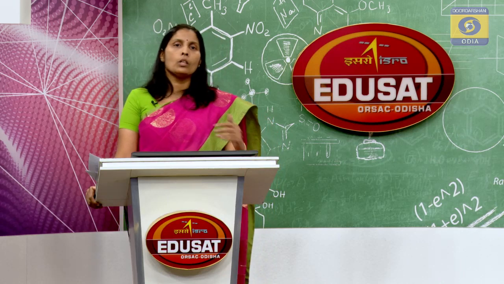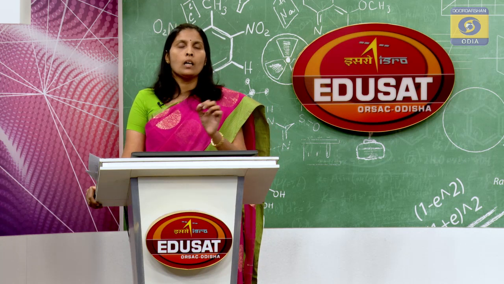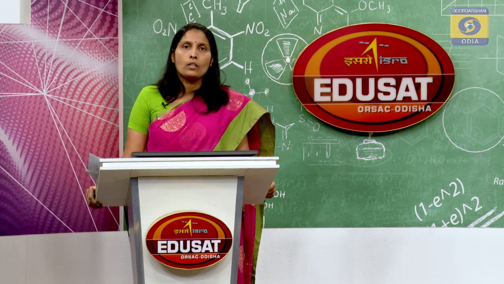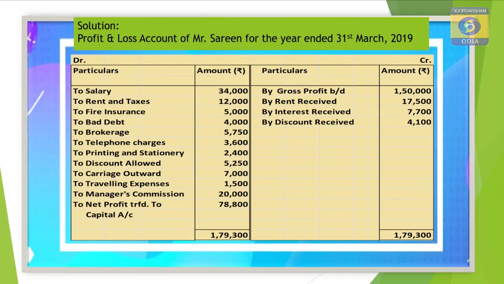Now, the first thing you need to do is scan through the question and find out which are the items of expenses, the indirect expenses. If we leave out gross profit, then we have salary, which will go to the debit side of the profit and loss account. Next, we have rent and taxes, which is also an indirect expense, so that will also go to the debit side of the profit and loss account. We have fire insurance, that again goes to the debit side.